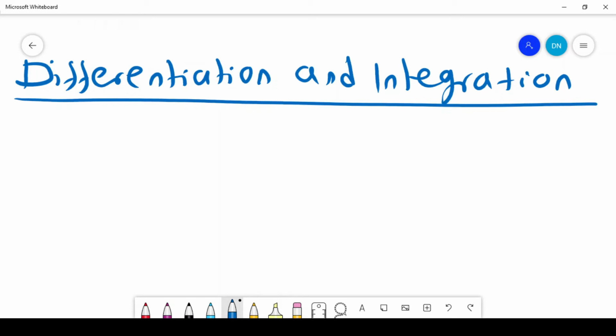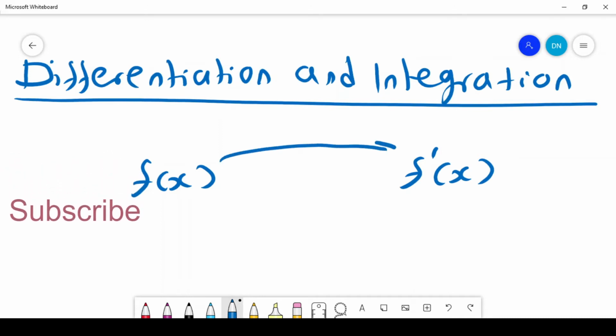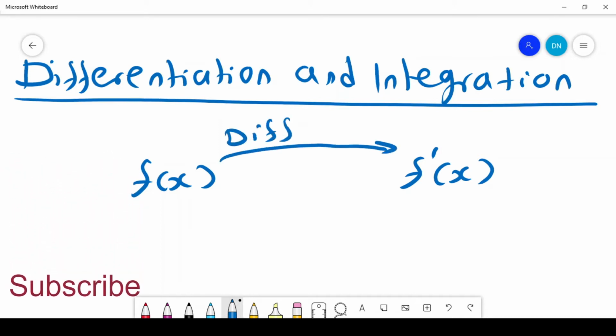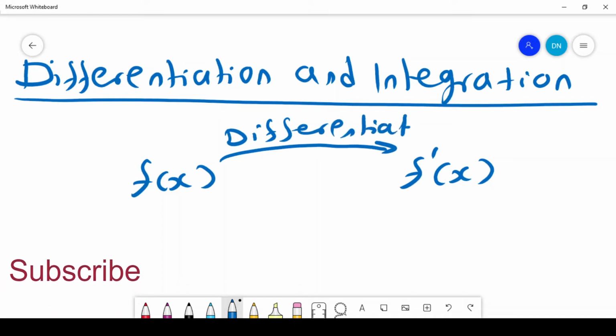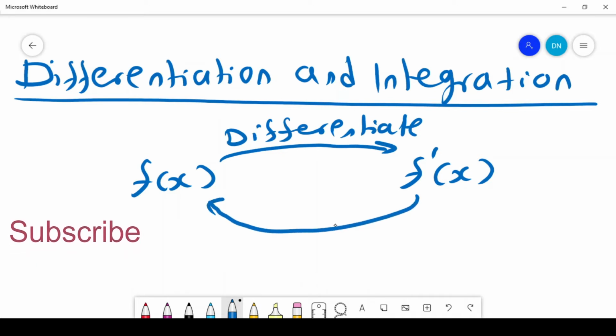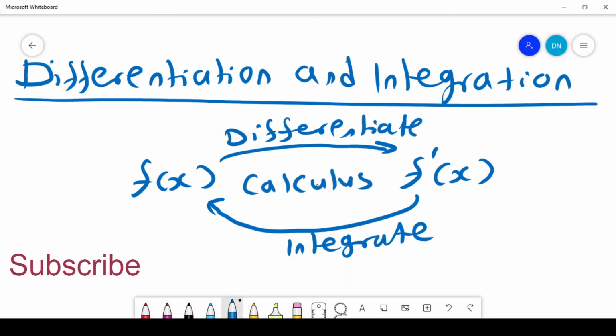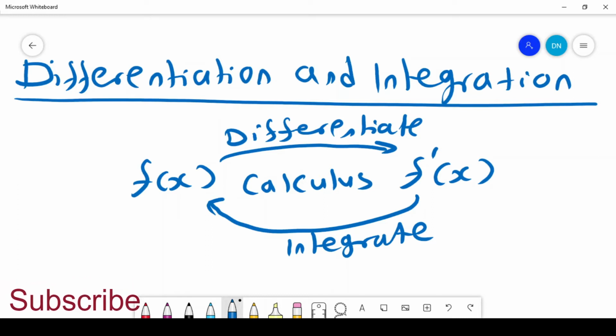We look at the relationship between differentiation and integration. Basically, if you are given a function, and you differentiate, you get the first derivative. If you have been given the first derivative and you integrate it, then you get the original function, and this is basically part of the key lesson that we learn in calculus.